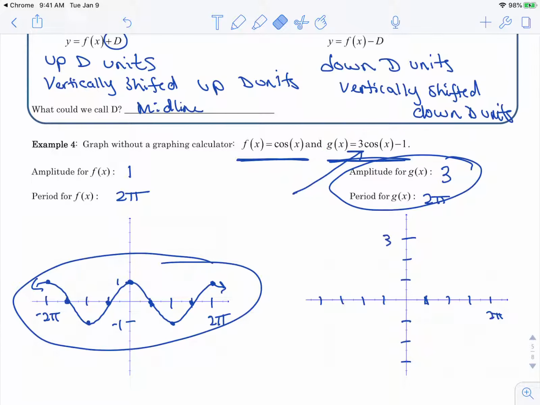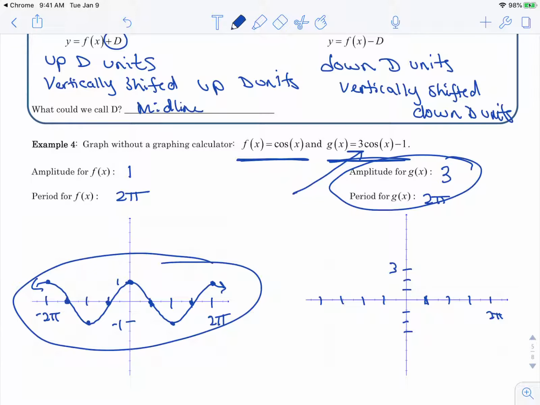I actually know I am going to run out of space because I have to shift this down a unit. So what I'm going to end up doing, it's a good lesson to show, I'm going to choose a different scale because I don't want to run out of space. So I'm going to actually 1, 2, 3. 1, 2, 3.